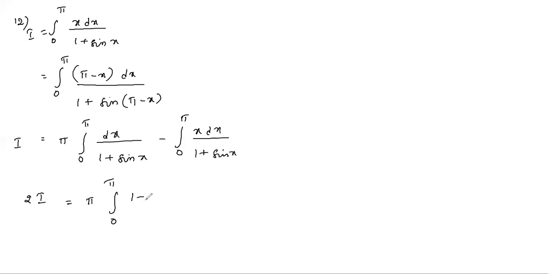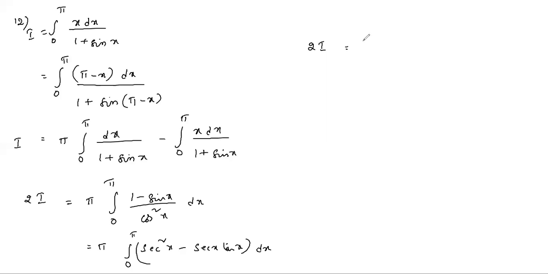1 minus sin x by cos square x. 1 plus sin x multiplied with 1 minus sin x, 1 minus sin square x is cos square x, dx. So by splitting the integral pi, 0 to pi, 1 by cos square x is secant square x, minus sin x by cos square x is secant x tan x. So it is equal to 2I. 2I equals pi into integral secant square x is tan x minus secant x between the limits 0 to pi.